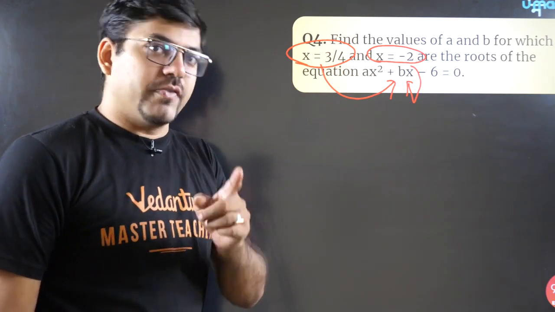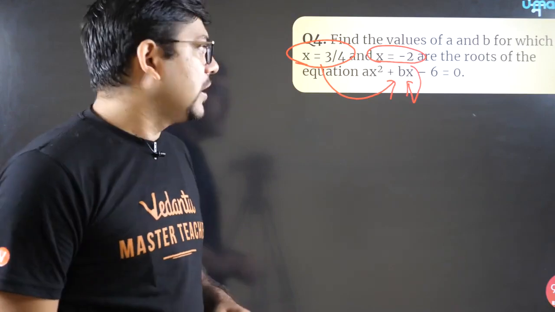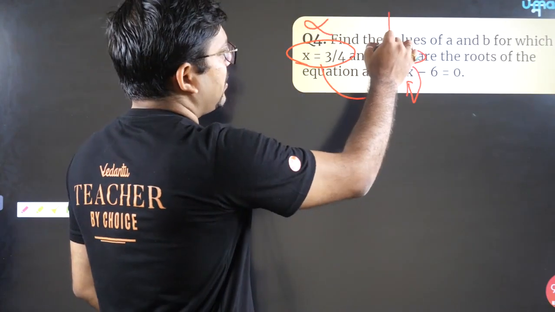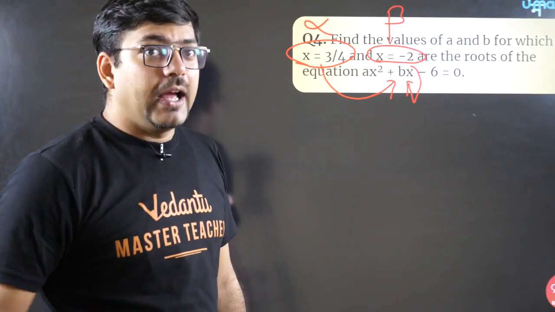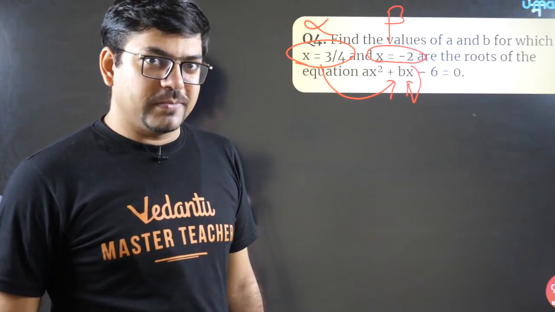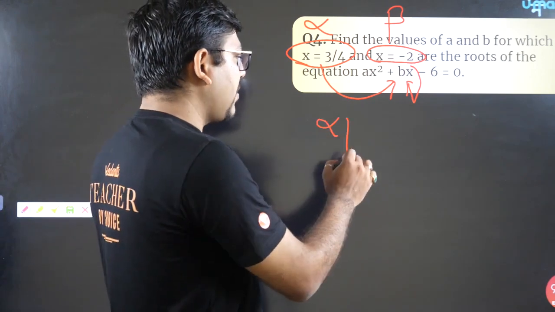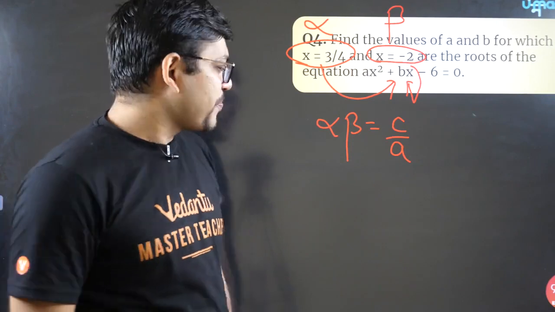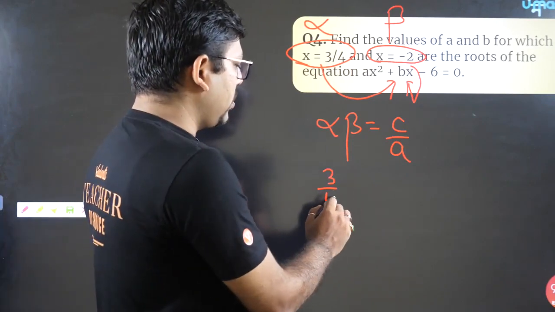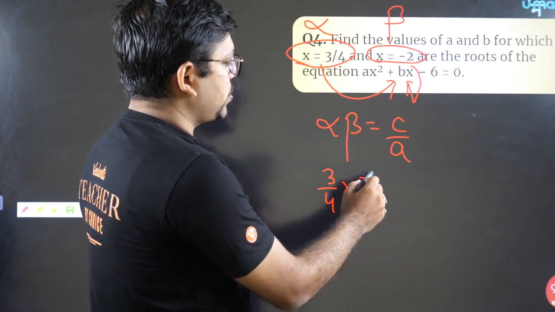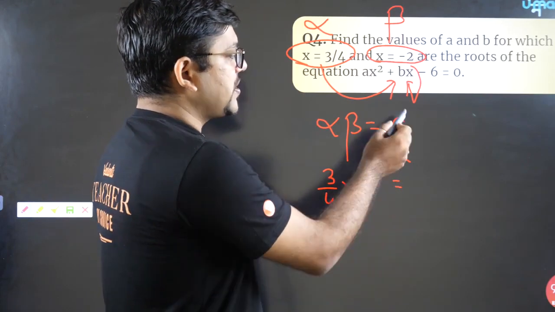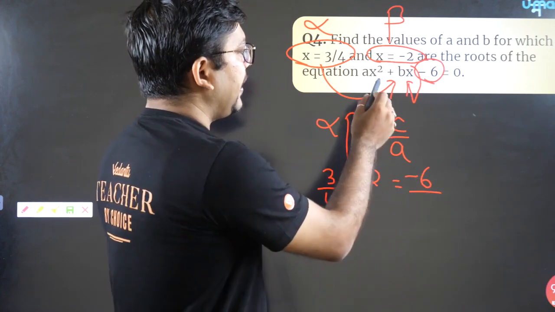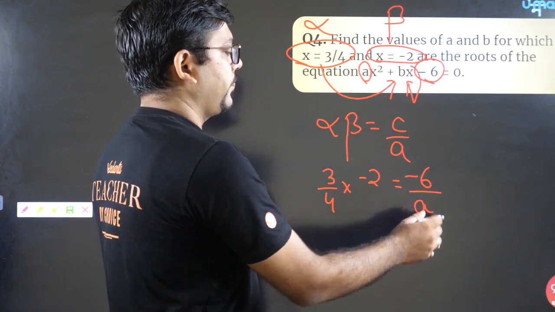But there would be one more method which will be much more easier. Let me tell you that. So if these two are your zeros, let's assume this is your alpha and this is your beta, isn't it? And we know a property from polynomial chapter, if you do remember. That property was alpha into beta is equals to c by a. Do you remember that? Yes? So alpha into beta, that is 3/4 into beta, beta is -2. If you multiply them is equals to c. C here is -6. -6 divided by a. A you do not know, which you have to find.